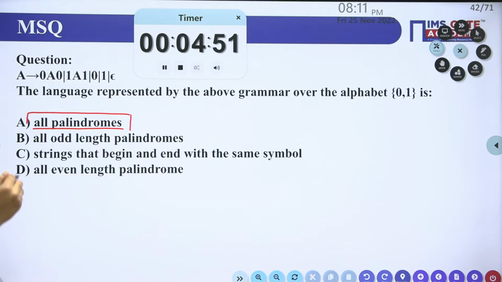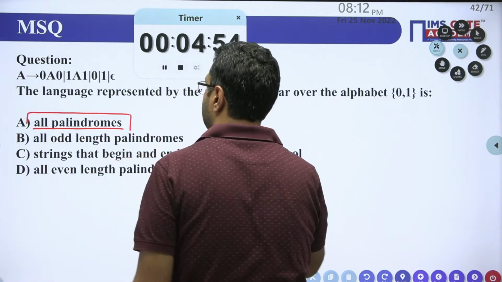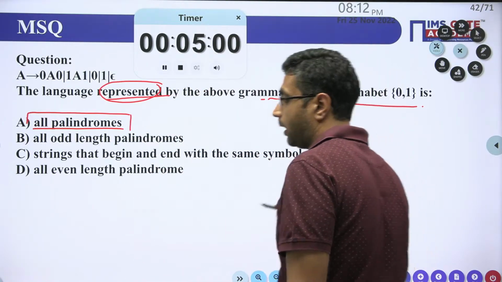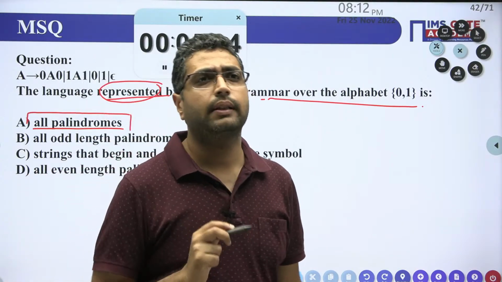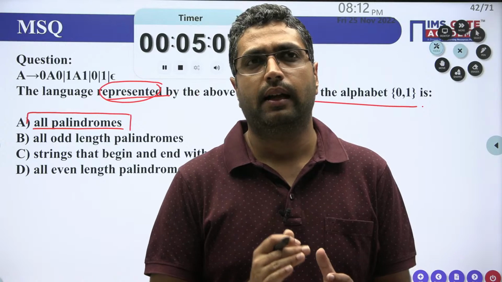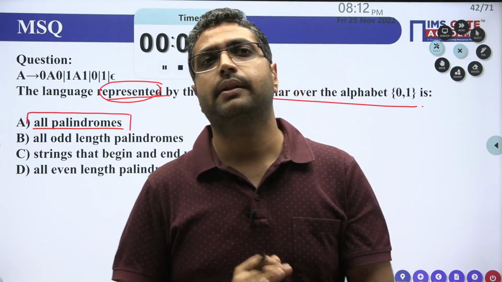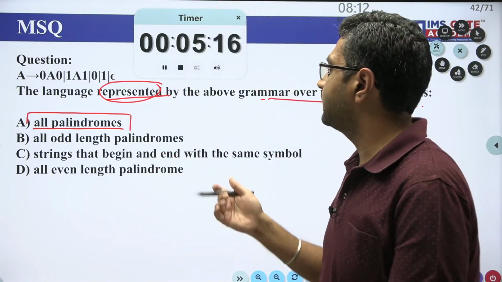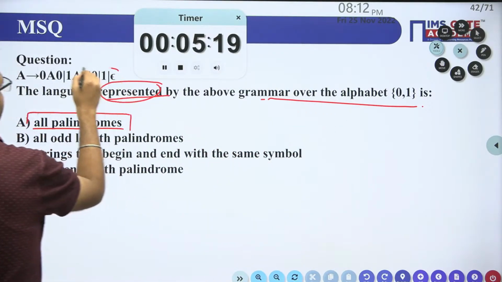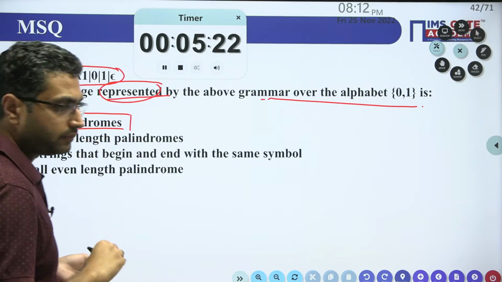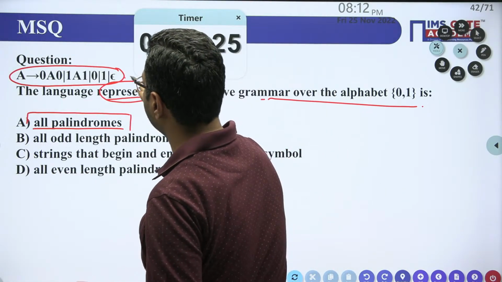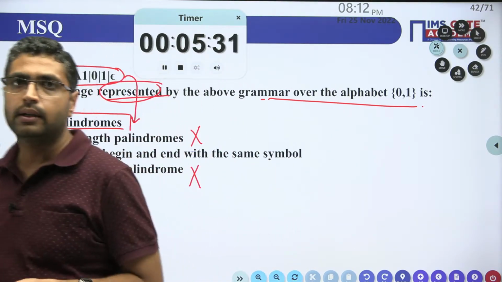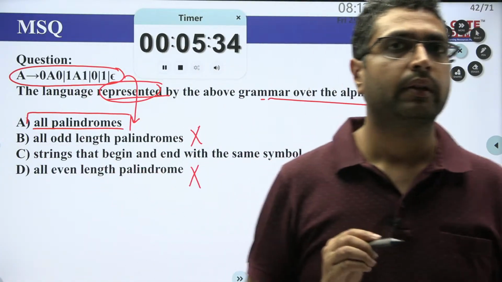So let's see why it is like that. The language represented by the above grammar over the alphabet 0, 1 is. Now when we say represented, always remember that when something represents a language, the strings in the language should be accepted and strings not in the language should not be accepted. That's the main crux. Over here we see that this is basically producing all the palindromes, all the even and odd length palindromes, right? So this represents all palindromes, not just all odd length palindromes, not just all even length palindromes. So that's why the answer is only A.